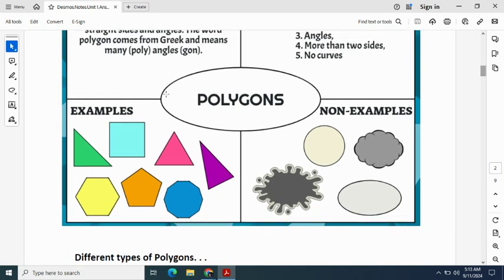So here are some drawings, examples of a polygon. If you notice, they're all straight edges and they're closed. Non-examples of polygons are these, because if you notice, they have curved sides, and you can't have that.